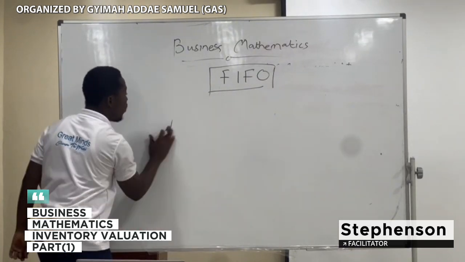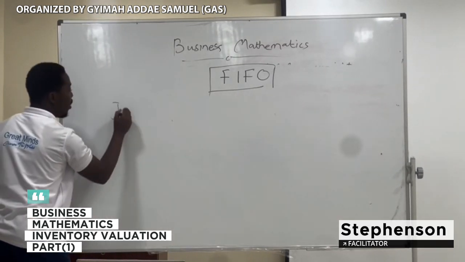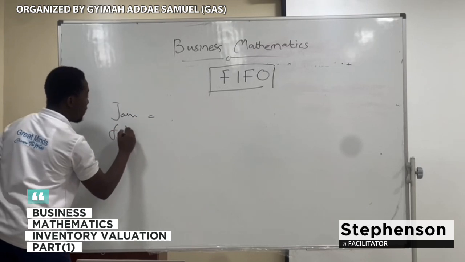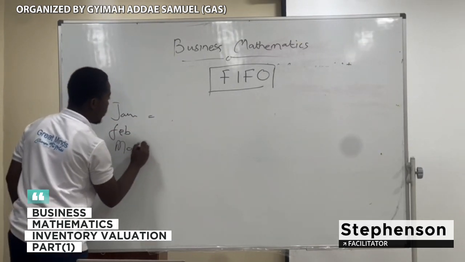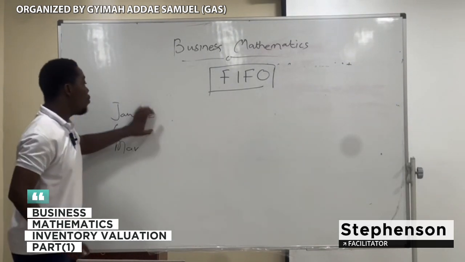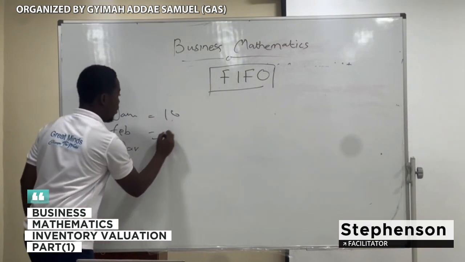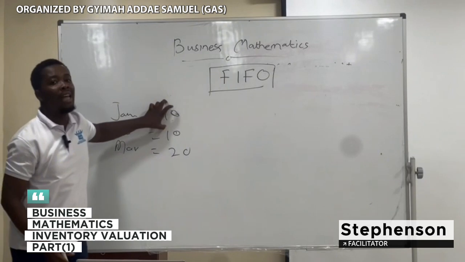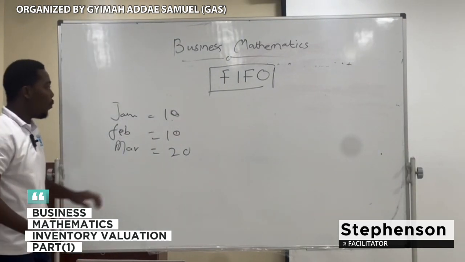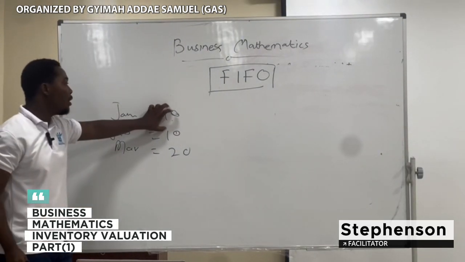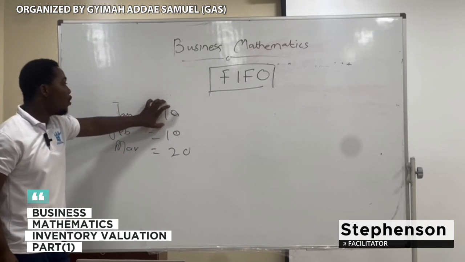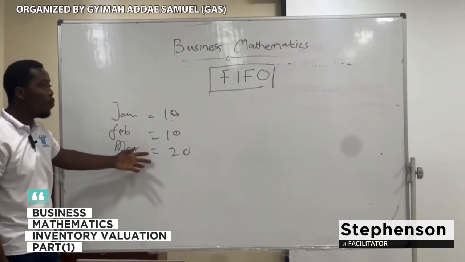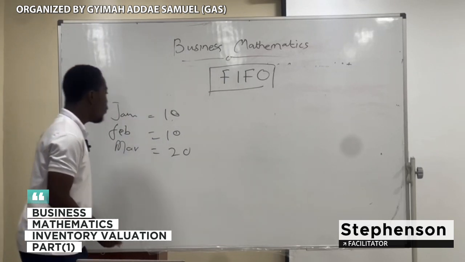So if a product comes in January, you have to sell it first. Let's say January, February, March. So every product you bring in January, let's say 10, 10, 20. With this 20, you are supposed to sell this 20 first, and after selling it, you move on to February. You sell the earlier ones before the subsequent ones.